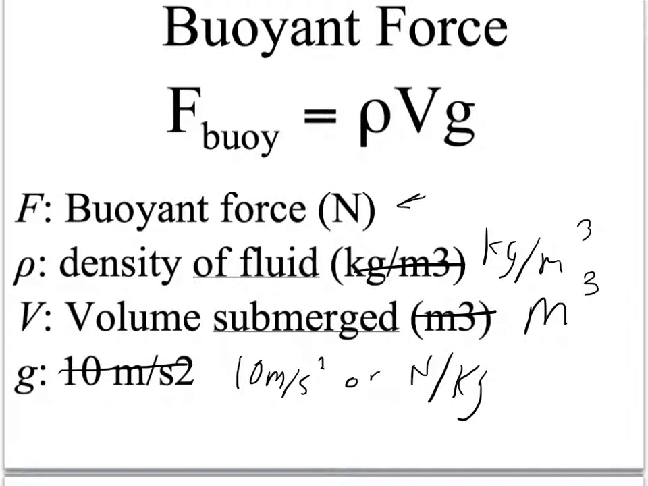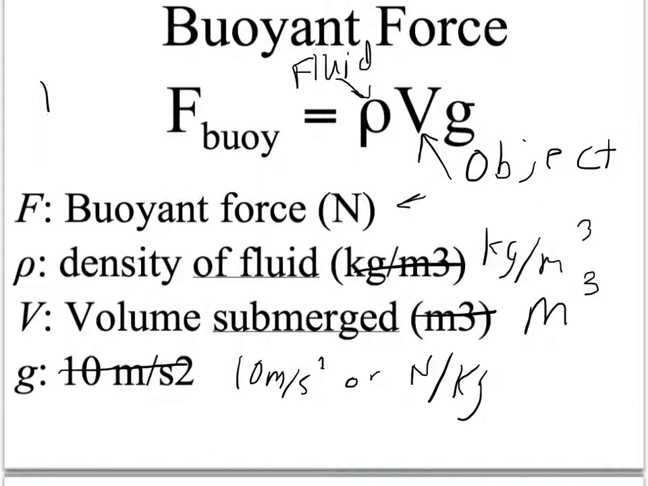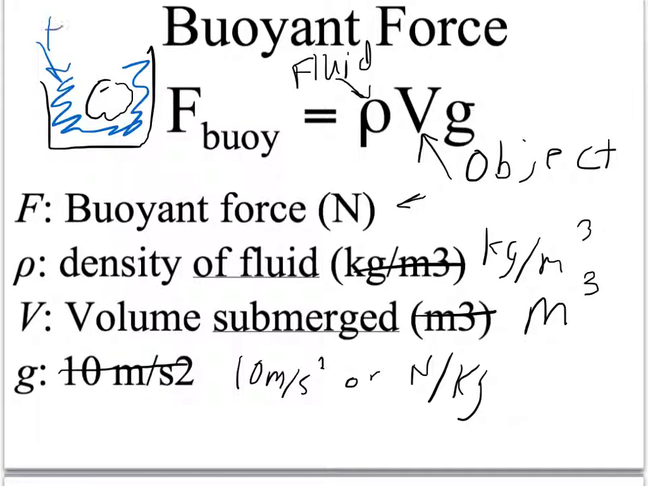Now, the tricky part here is remembering that rho is the rho for the fluid, and V is the volume of the object submerged in the fluid. So if you think about taking a rock and dropping it into some water, the rho is the rho of the water, so the density of the water, and the volume is the volume of the rock.